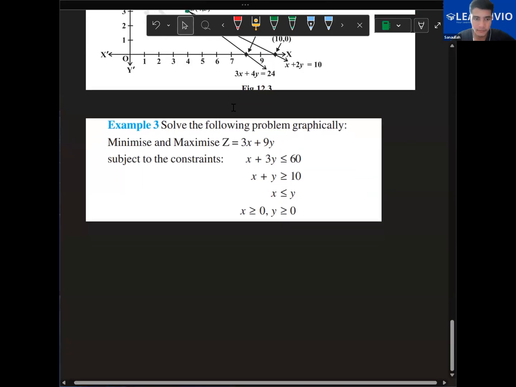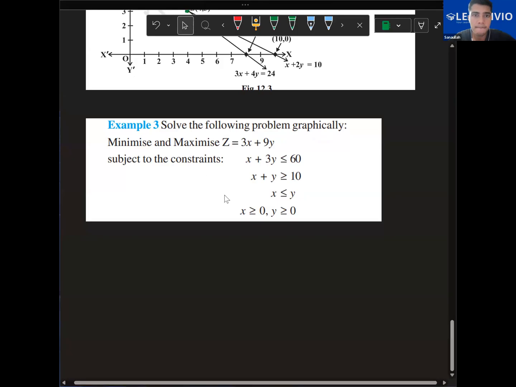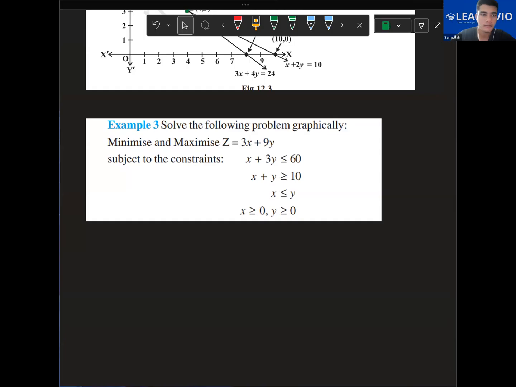Okay, so what is your maximum and what is your minimum value? Sir, maximum is 540 and minimum is 90. What's your answer, Angelina? Maximum 180 and minimum 60. So that is the right answer. Maximum is 180 and minimum is 60. Ali, please check your answer. Please check the solution. Your graph will look something like this.